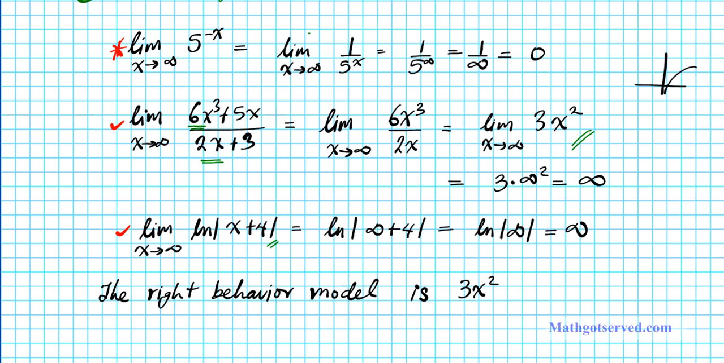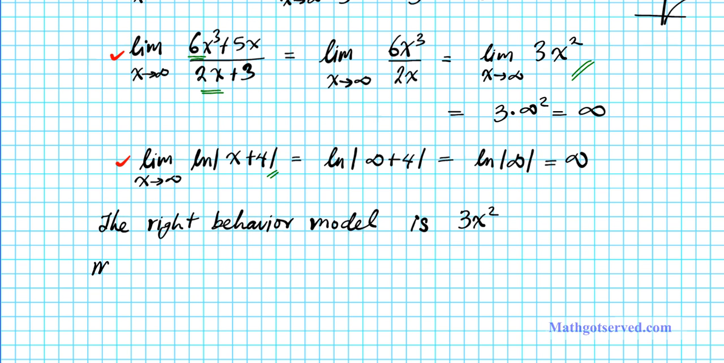So what does this mean? Let me state the significance of that. The meaning is that the limit as x approaches infinity of the original function divided by 3x squared is going to be 1. That's what it means to be a right behavior or left behavior model, because if you take the limit as x approaches infinity of the function over that model, the growth rates are exactly the same, so it just becomes 1.